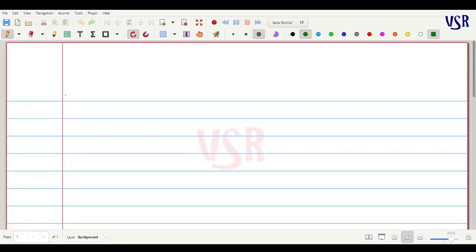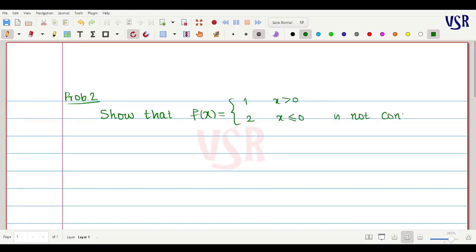Okay, problem 2, show that f of x, which is equal to 1 if x is positive and 2 if x is less than or equal to 0, is not continuous, particularly at x equal to 0. At x equal to 0 ல இந்த function வந்து continuous இல்ல அப்படின்னு சொல்ல போறேன்.